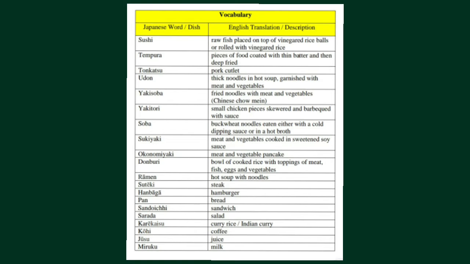Vocabulary: sushi, raw fish placed on top of vinegared rice ball or rolled with vinegared rice. Tempura, pieces of food coated with thin batter and then deep fried. Tonkatsu, pork cutlet. Udon, thick noodles in hot soup garnished with meat and vegetables.